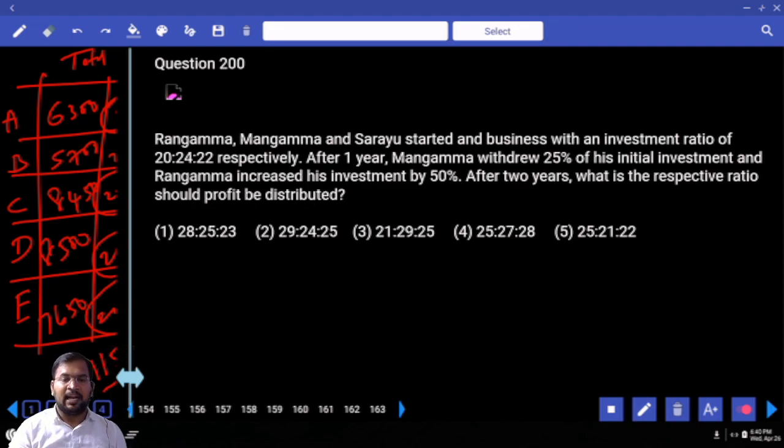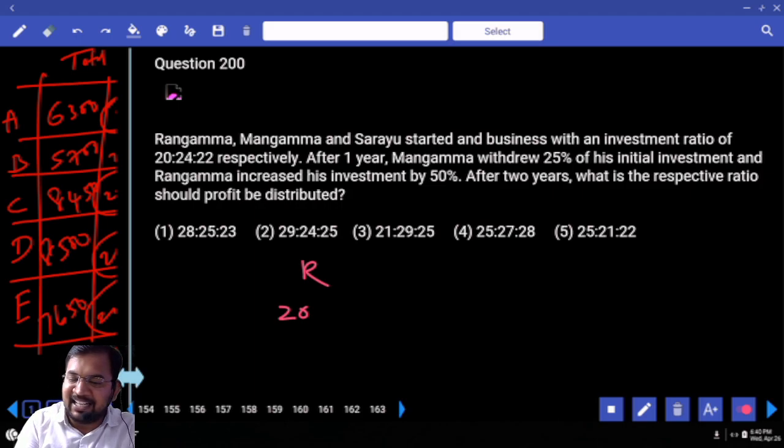Now Rangamma, Mangamma, Saryu, very good. Started a business with the investment ratio of 20:24:2. After 1 year, Mangamma withdraws 25% of the initial investment. First of all, Rangamma. First year is how much? 20. Second year increased by... second year it is 30. Only 2 years of business.